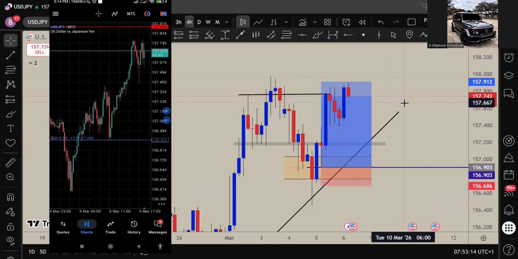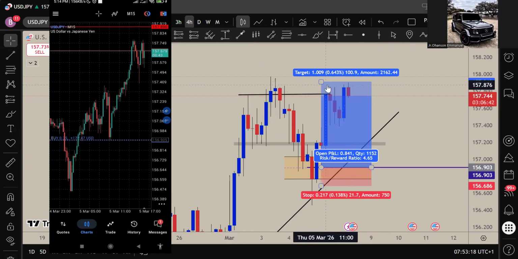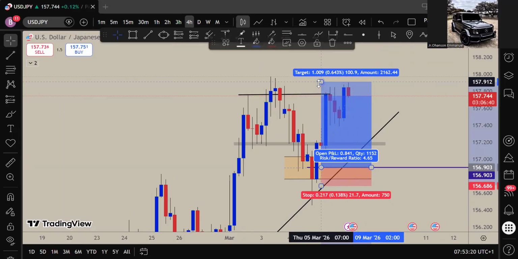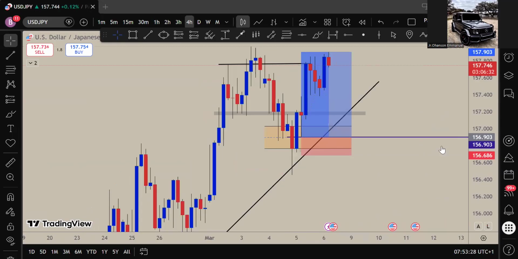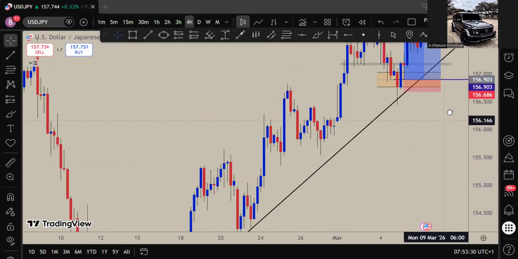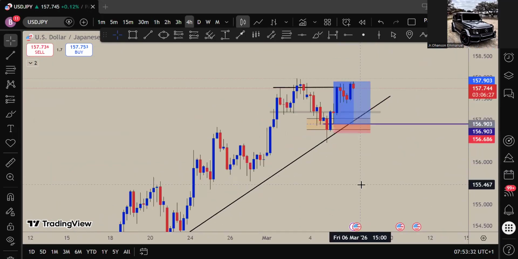I actually got into the trade when the market came there, and you can see the market gave us 1:5 to this next high. I'm already out. I closed the trade yesterday. So that's it, guys. You can see the analysis played out so well, right?